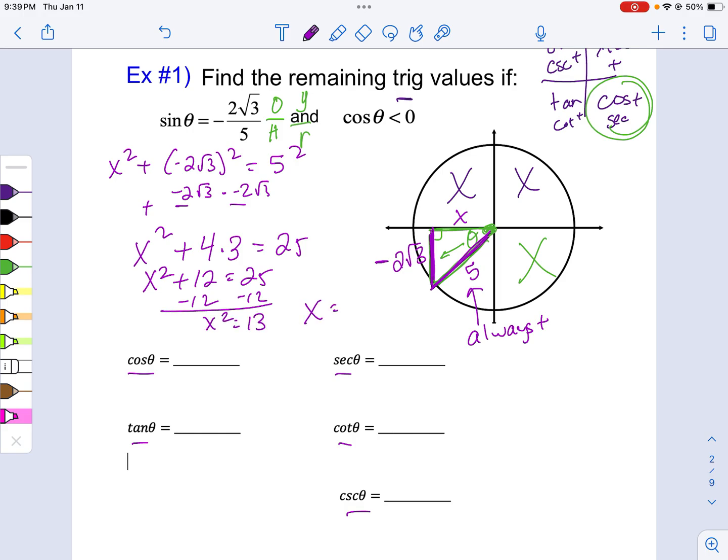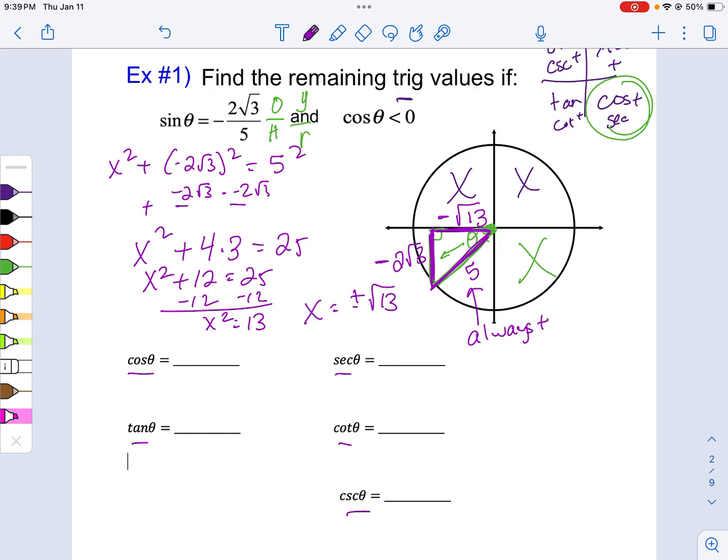So I know x has to be either positive or negative root 13. Root 13 can't be broken down, so I can just leave it as root 13. So I'm going to erase that x right here. So I know that this piece has to be root 13, but I've got to decide if it's positive or negative. Because I'm going to the left, I know that that x value has to be negative. So you need to be very careful with your signs. If you're going to the left or if you're going down, that part of the triangle has to have a negative attached to it because we're talking about the location.